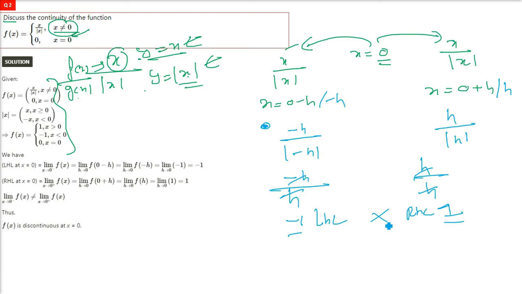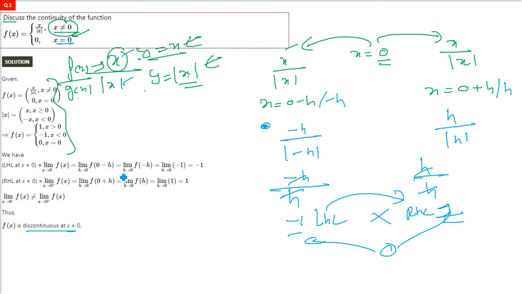So when they are not equal, that means at 0, x is continuous everywhere. Mod x, we also talked about that. But when we take x by mod x and we are specially checking at x equals 0, it is discontinuous at x equals 0. You can check the value also. It is already given at 0. The value is 0. So it is not -1, 1, 0. They are entirely 3 different values. It is discontinuous at x equals 0.